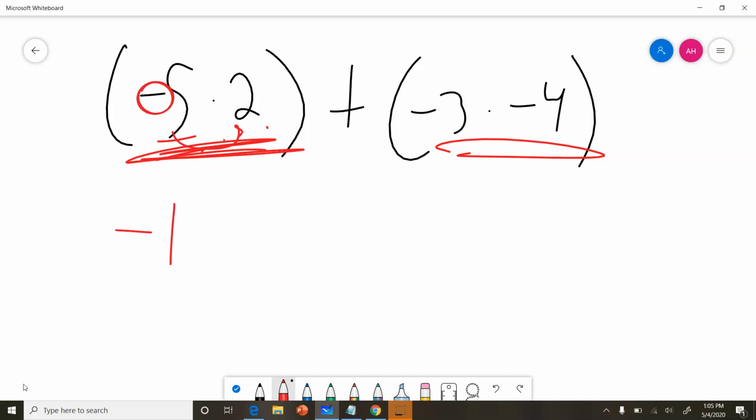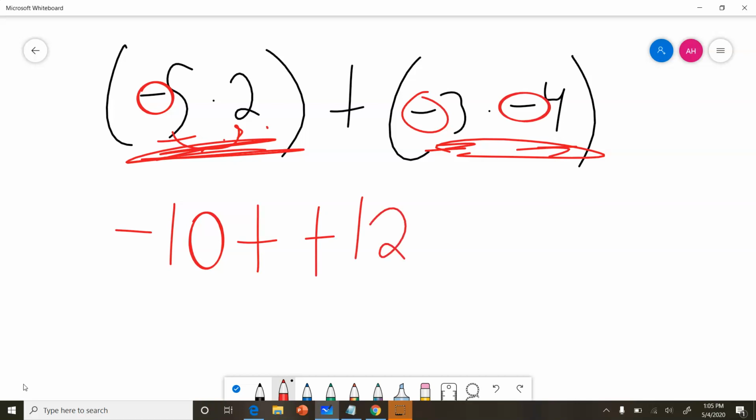And what's 5 times 2? 10. Plus, what's -3 times -4? They're 2 negative signs. Okay, 1, 2. So it's going to be a positive. So it's going to be plus a positive 12. Okay, which that looks a little confusing, right? We got an extra plus sign, so I can just erase that and just put plus 12.